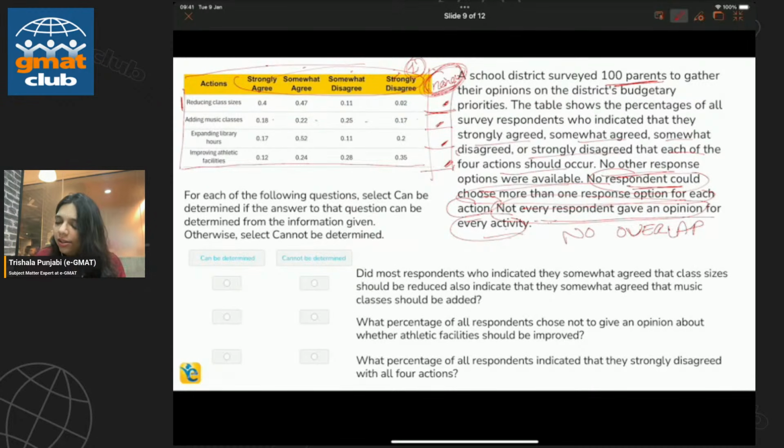So now let us look at this. For each of the following questions, select "can be determined" if the answer can be determined, otherwise select "cannot be determined." Okay, and let's start with this first one.